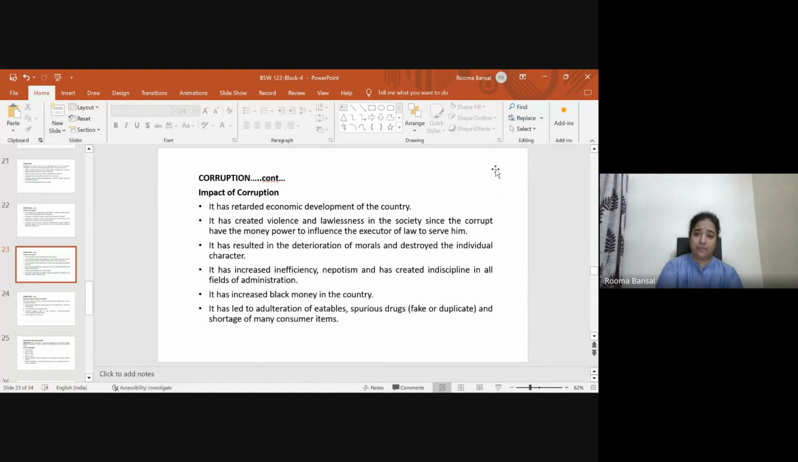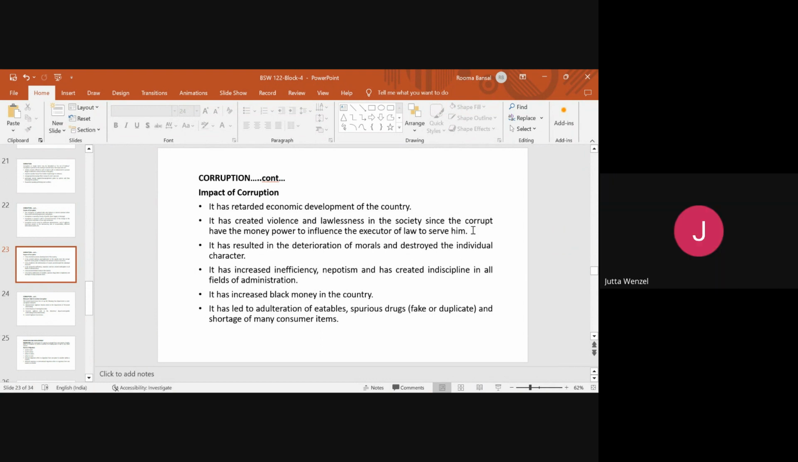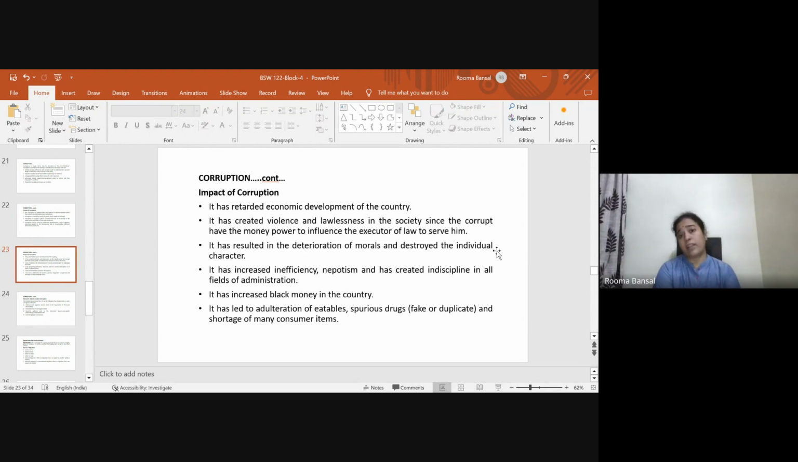Now, if someone is taking a bribe and we know about him, suppose he is caught by the police, what happens? It reflects his individual character, that this person is not good, he is involved in illegal activity. It is destroying his character. In future nobody will trust him or believe him. The consequences also include deterioration in moral values in society.